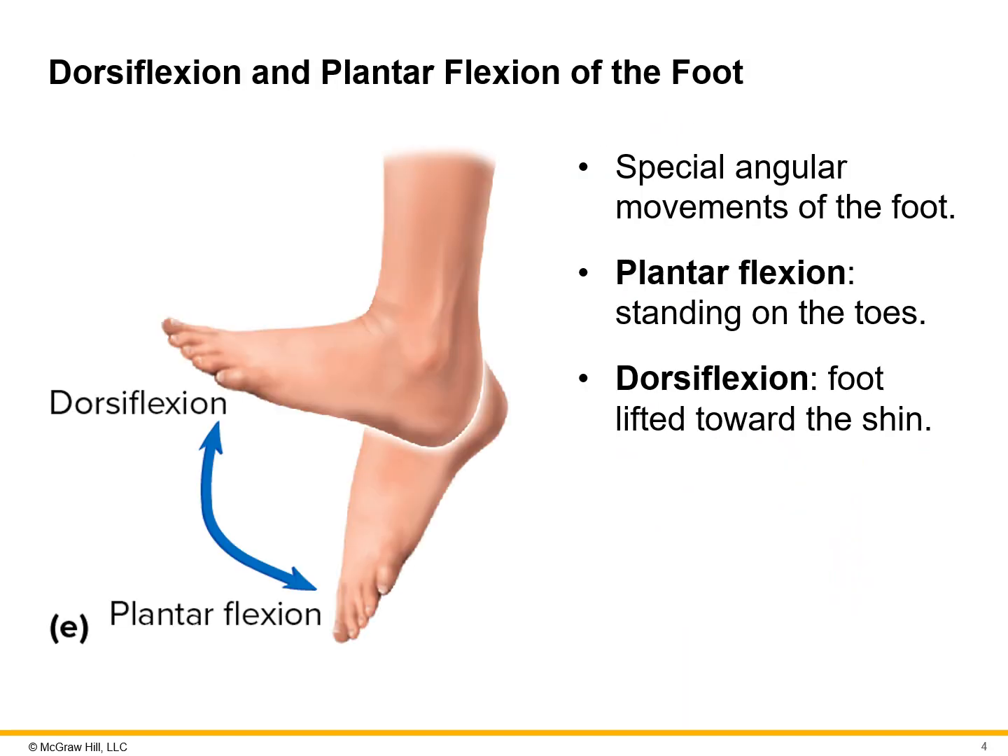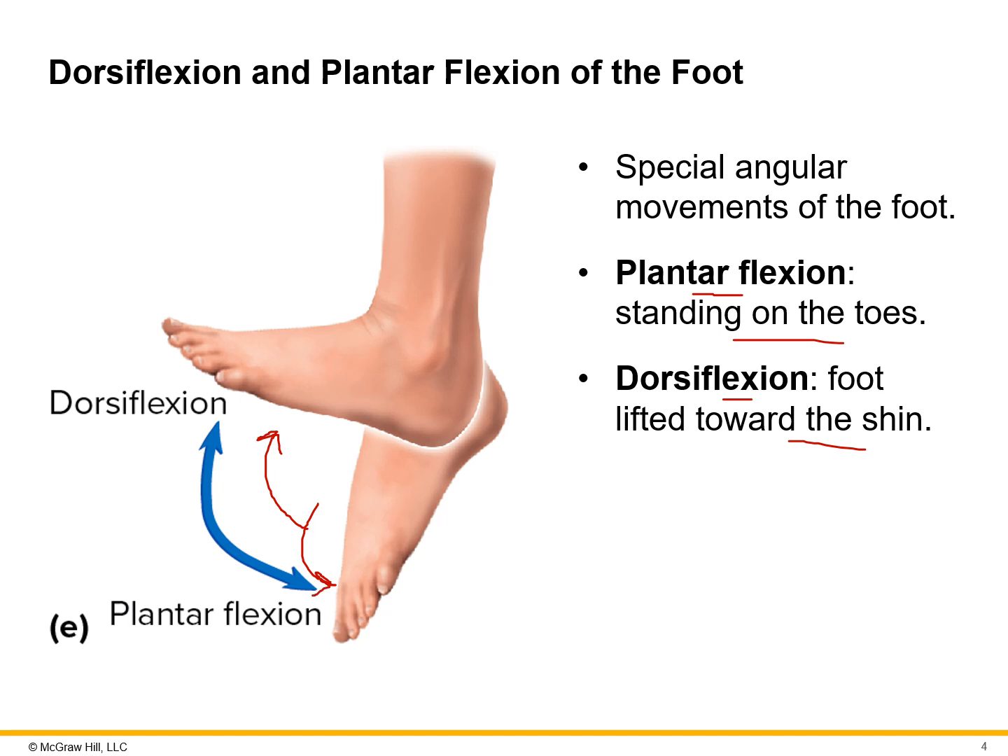Now, dorsiflexion and plantar flexion, subtypes here of our flexion. So again, still moving toward the brain. Plantar flexion is going to be standing on the toes, whereas dorsiflexion is where the foot is going to be lifted toward the shin. All right, so again, dorsiflexion, we're coming up. So this is all at the foot. So dorsiflexion is coming up. Plantar flexion is going to be pushing down and toward the toes.